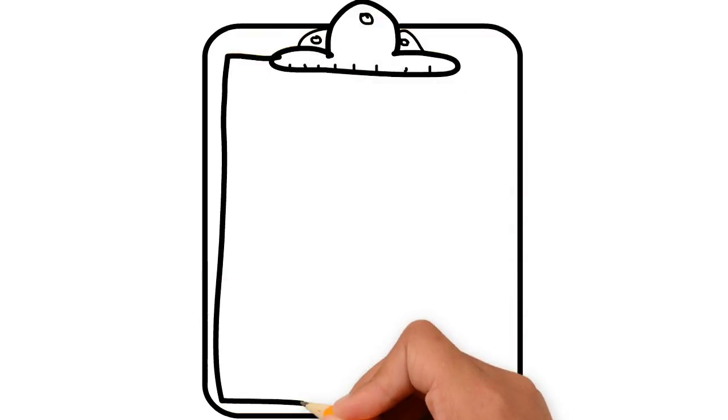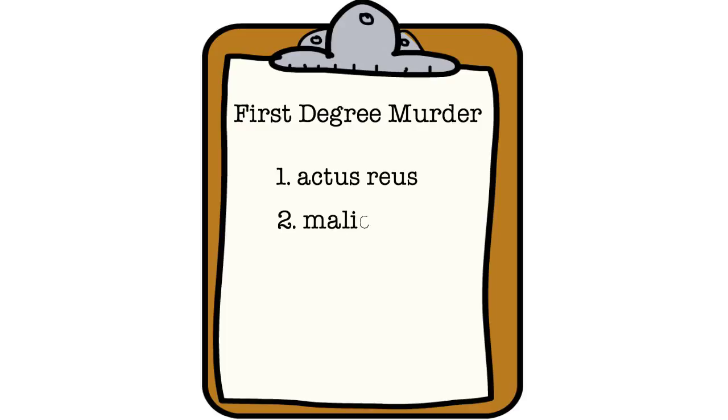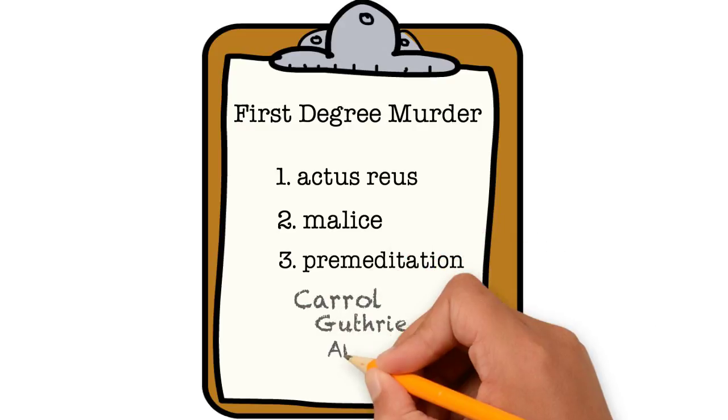So that's first-degree murder under the common law. Start with whether there was an act of killing. Then, discuss whether there was malice. Next, argue both sides of premeditation from the perspective of the prosecution versus the defendant, and referencing important cases like Carroll, Guthrie, and Anderson.